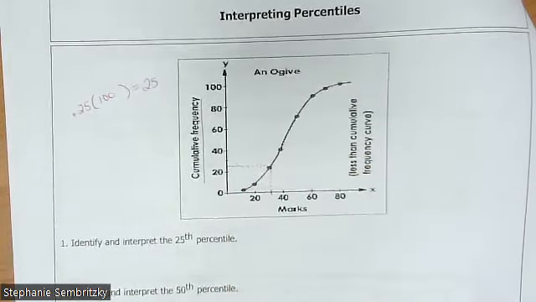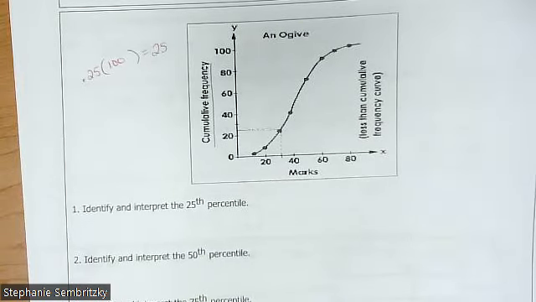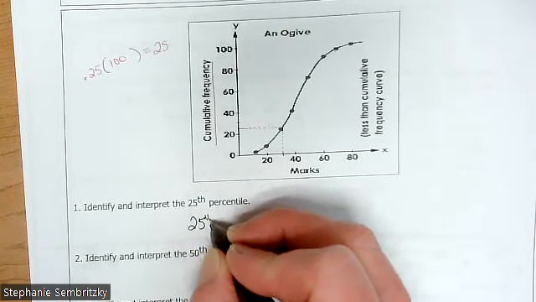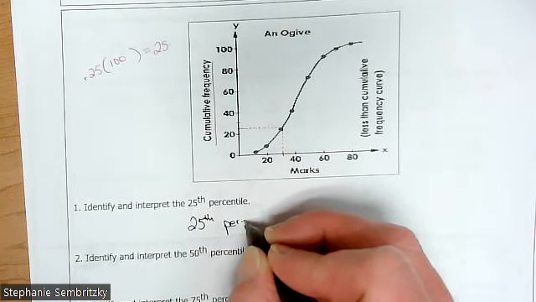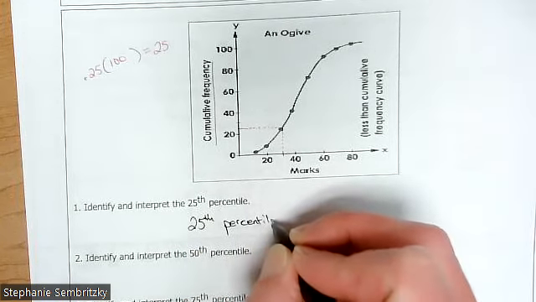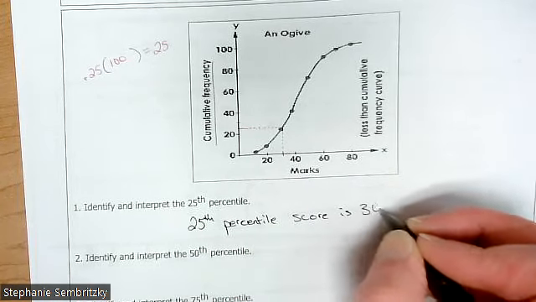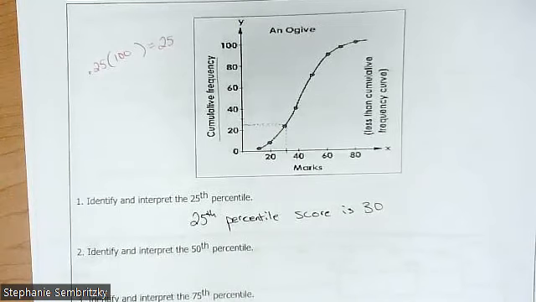Is that right at 30? Or maybe... I think that's 30. You think it's 30? Or maybe 32? Okay. So the 25th percentile score is 30. Okay. What about the 50th percentile?